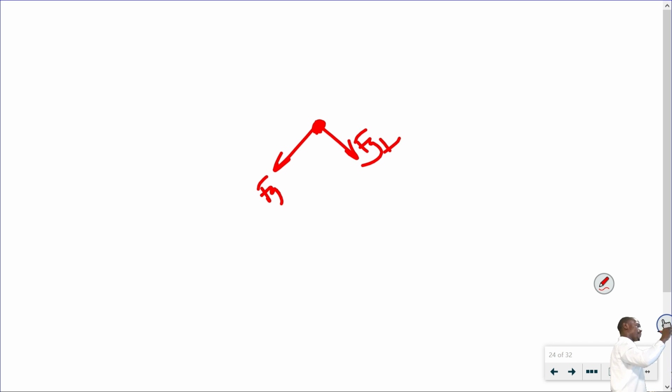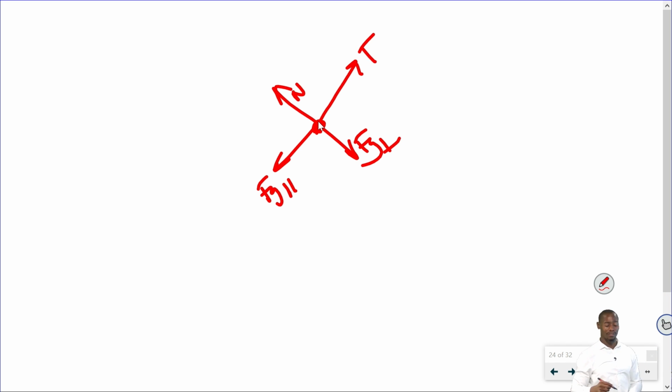Let me insert a blank page. So we are resolving weight into its components. So I'm having Fg perpendicular, Fg parallel, and then there's the normal force there, and that tension.